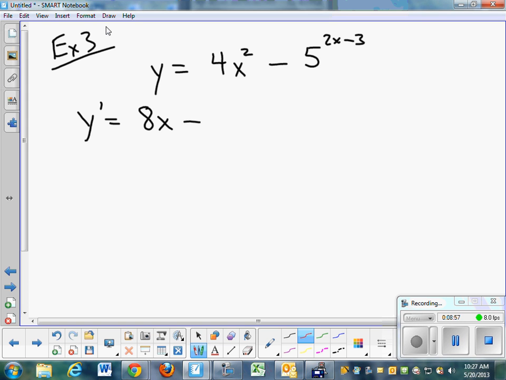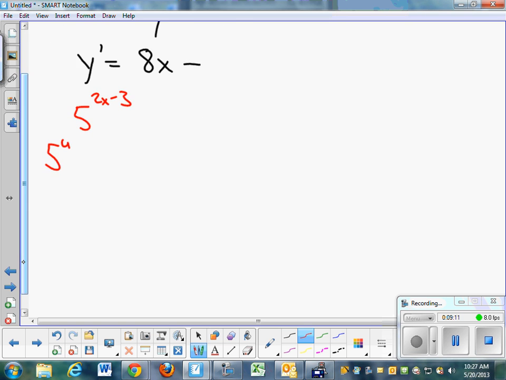Okay, so we have 5 to the 2x minus 3. I'm going to write this down. What is the outside portion of this function? 5 to the u. And the inside is 2x minus 3. What is the derivative of 5 to the u? Very good. 5 to the u, and then we attach on a natural logarithm of 5. What is the derivative of 2x minus 3? 2.